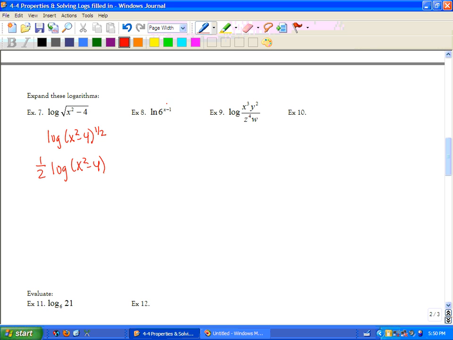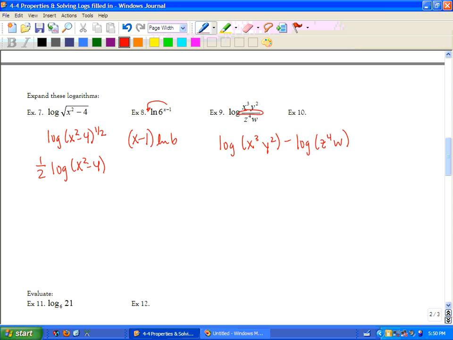Example 8 is similar. You're just going to take that power and kick it out in front. And you may want to put it in parentheses. So you'd have x minus 1 times natural log of 6. Example 9 is a little bit more complicated. You want to start with the big picture, which is this division bar. So division turns into subtraction. So you'd have log of x cubed y squared minus log of z to the 4th w.